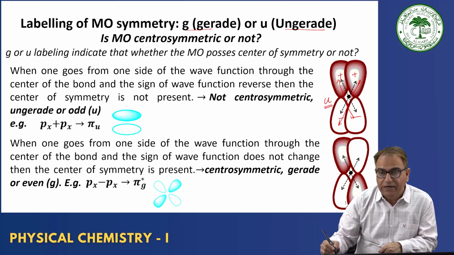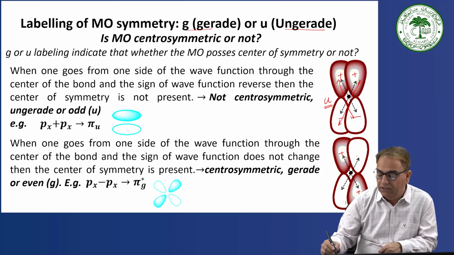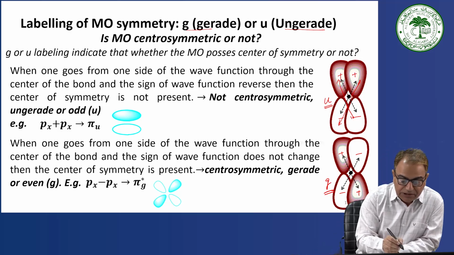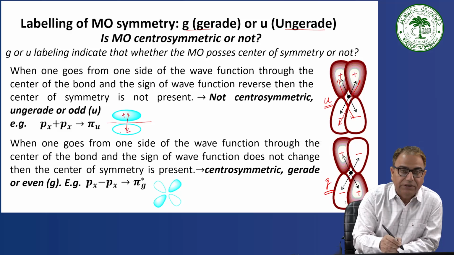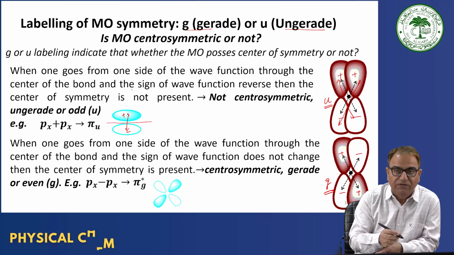But if you look at this overlap, here you have a positive sign, and here you have a positive sign. So on both sides of the axis you have a positive sign, and on both sides of the axis you have a negative sign. So it is a gerade molecular orbital, or centrosymmetric. If you look at this one, it does have a nodal plane also. If you go from this to this, you have a positive sign here and a negative sign here. So it is ungerade, and its symbol will be u.